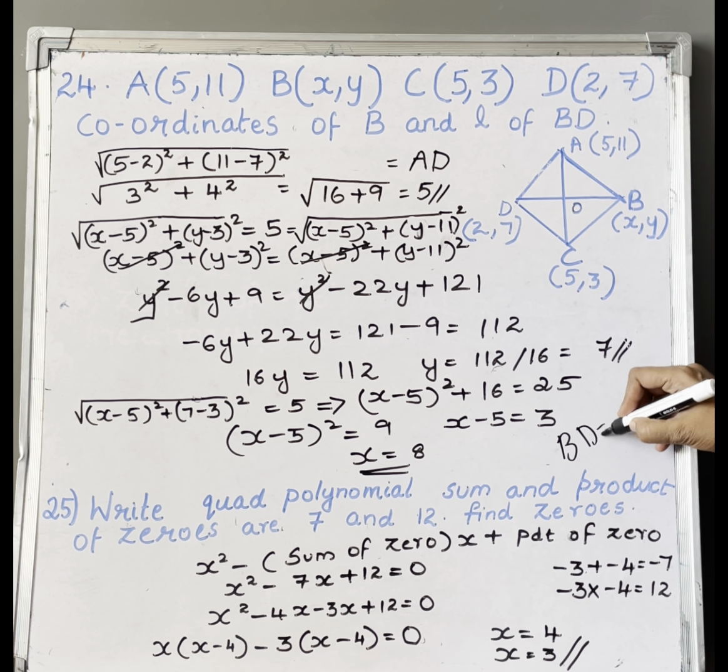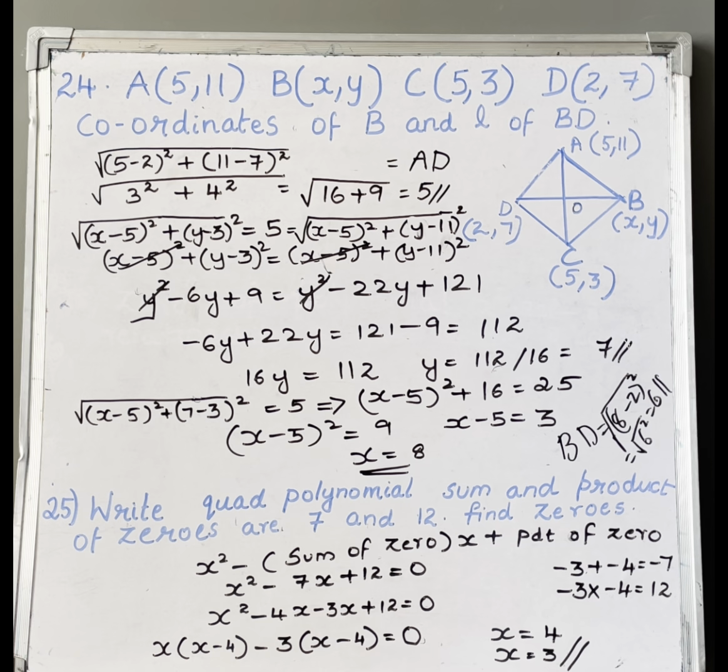BD is equal to root of 8 minus 2 whole square, which is root of 6 square, which is equal to 6 units. So, BD will be 6 units. Next, we move on to 25th question or section.